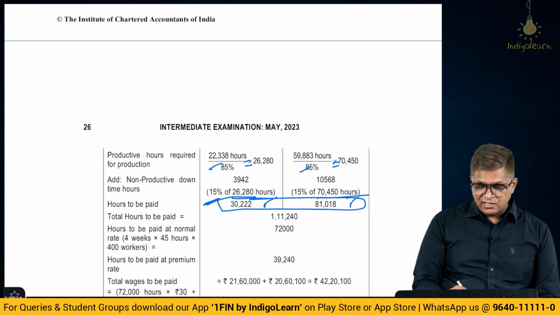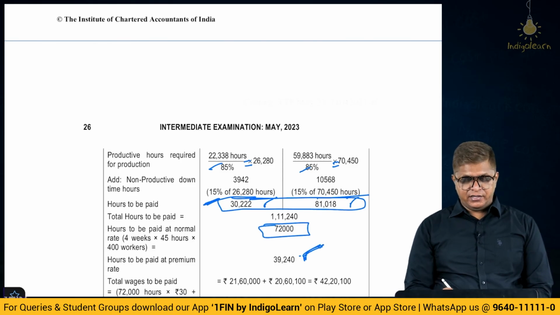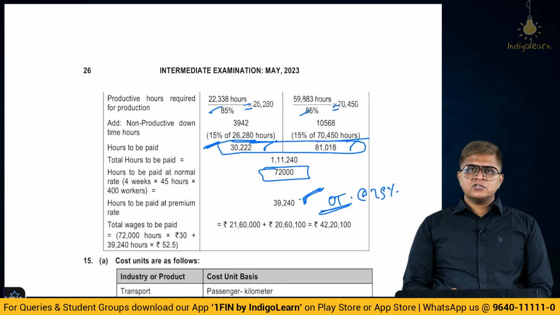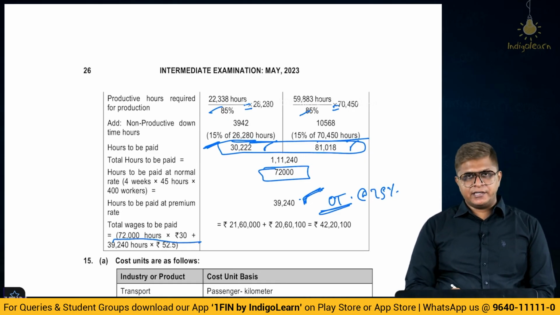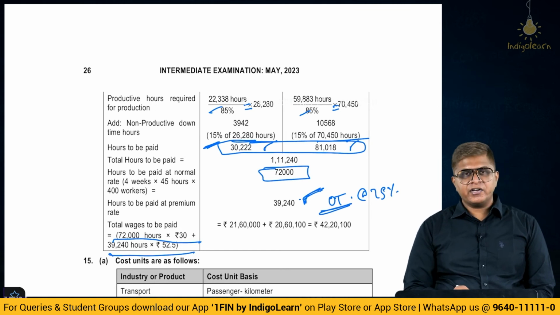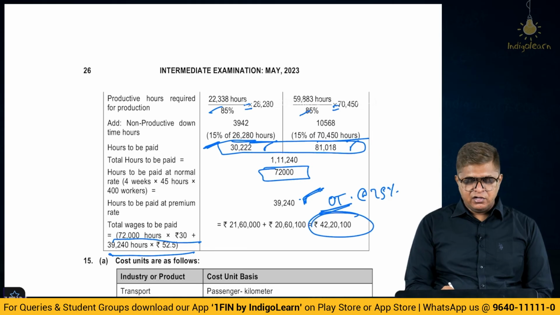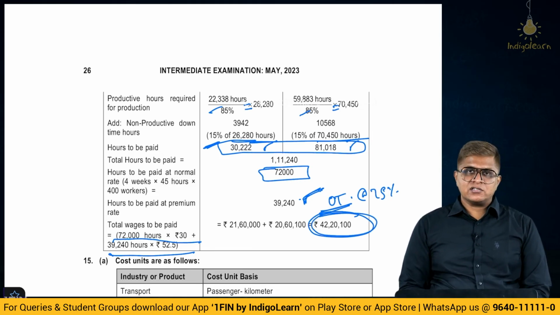As we were discussing, how much is the time available with us? Time available is only 72,000 hours. So anything extra over and above that, which is 39,240, we need to pay overtime, and this overtime is going to be at a premium of 75%. So that is what they have done here. They have said 72,000 hours into 30 plus 39,000 at 52.5, which includes the overtime premium, and they have arrived at the wage budget of 42,20,100. So this is how this question has to be solved.